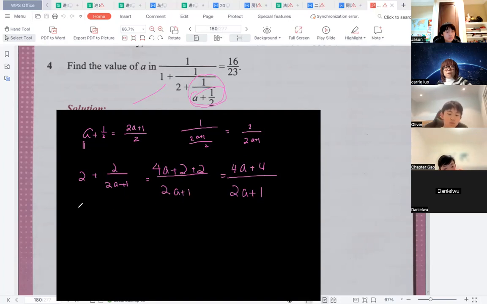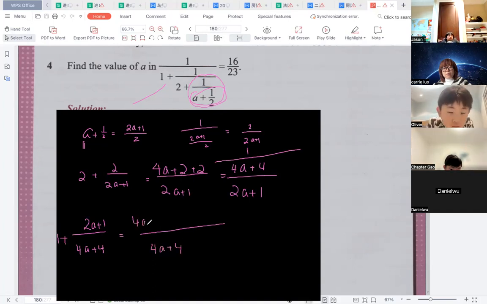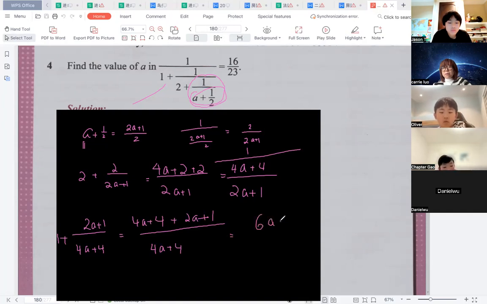Okay, so now let's do 1 over this whole thing. 1 over this whole thing equals what? Then you just flip it. 2A plus 1 over 4A plus 4. Correct? Then you do this one, 1 plus. So equals what? Equals 4A plus 4 and 4A plus 4 plus 2A plus 1. Get it, Jason? Are you watching? Don't look below, okay? So 6A plus 5 over 4A plus 4, right?